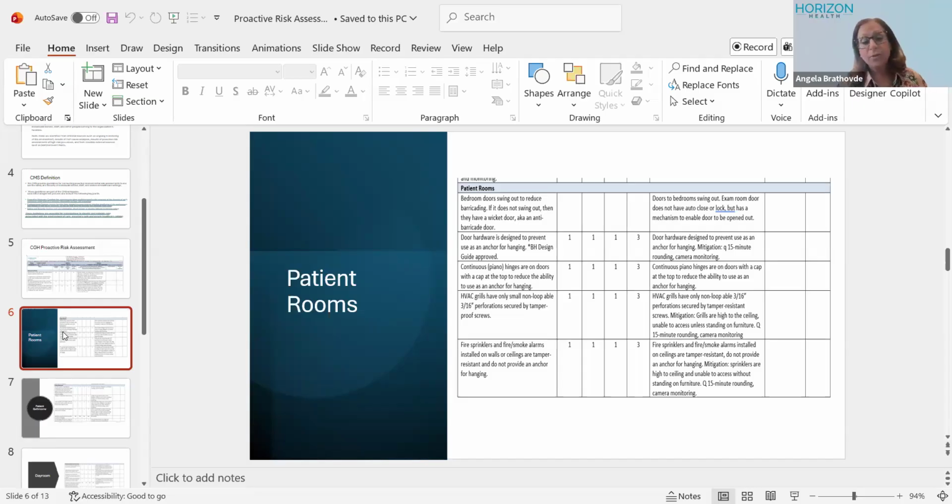The other thing that's on this list, on this page, and of course there's more to the patient rooms, are the fire sprinklers and the smoke alarms. So yours are flush to the ceiling, so they would be difficult to get to or to break. The other thing is that the ceilings are quite high. Unless a patient's standing on furniture or standing on something, they might not be able to reach that fire sprinkler. So that's one of the things that we look at as well.